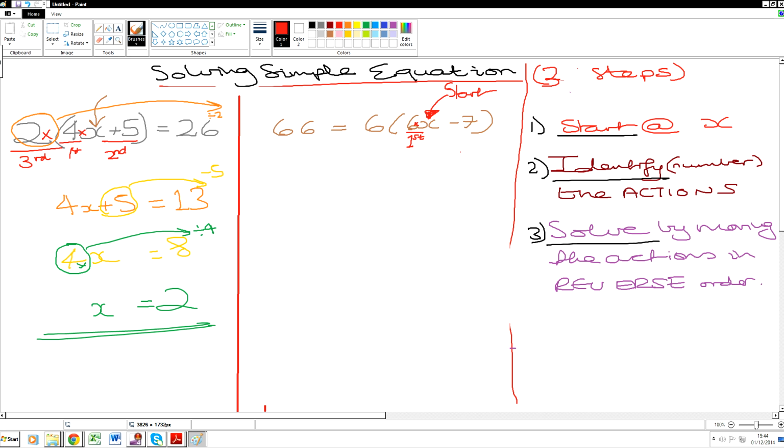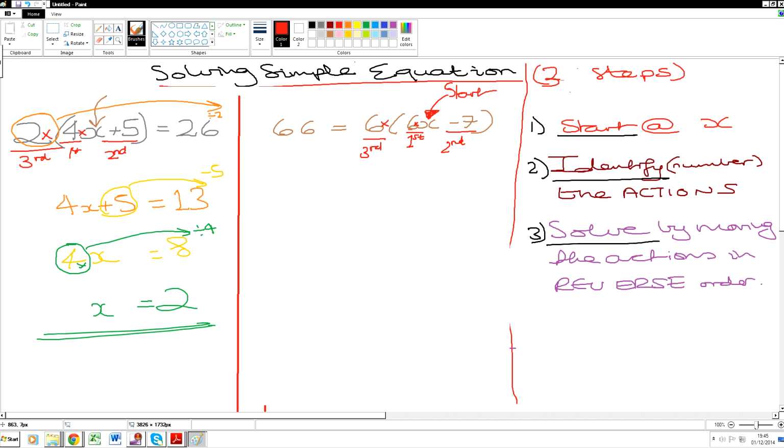What is the second action? -7 is the second action. Well done. And what is the third action? The 66? The times by 6, not the 66. Where do you get 66 from? That is the third action. So x is first of all being timed by 6, then it's minus by 7, then all of that being timed by 6. So that's the order.